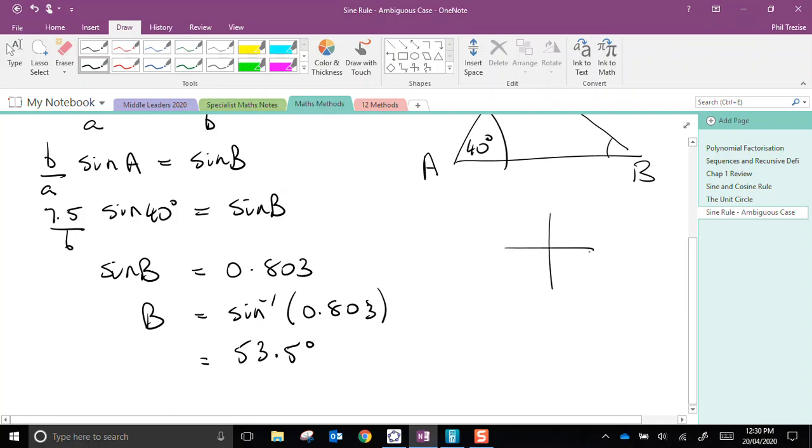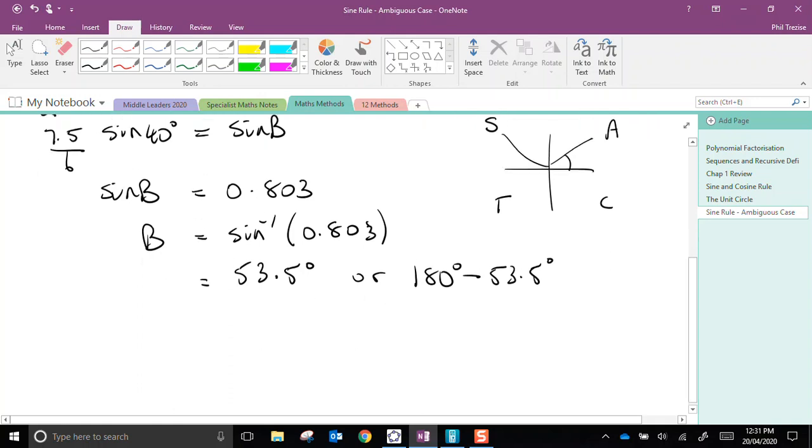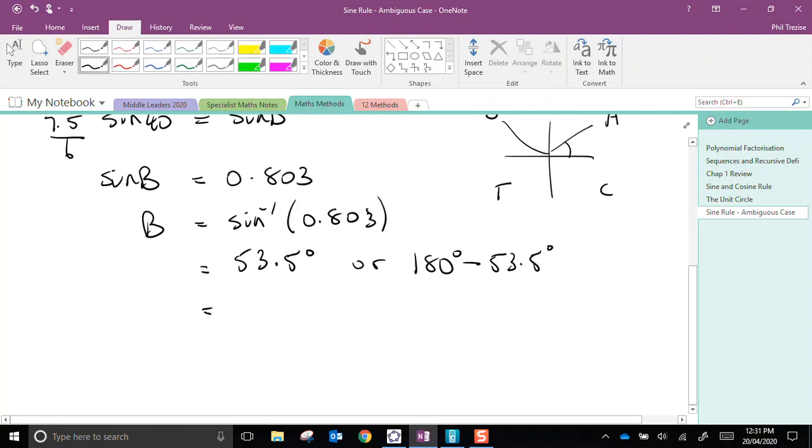Always remember, when taking the inverse of a trig ratio, there is more than one answer. So we were given an acute angle here of 53.5. But remember, with inverse of sine, there would be an equivalent angle in the second quadrant, which is 180 minus 53.5 degrees. There'll be an obtuse angle as a possible answer.